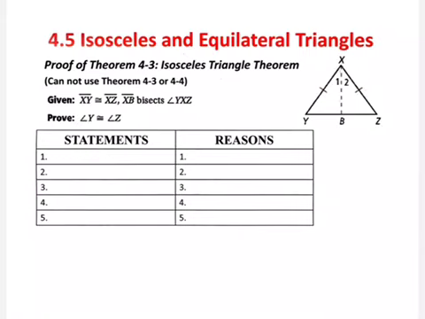So here we are given that XY is congruent to XZ and XB bisects angle YXZ. And we're asked to prove that angle Y and angle Z are congruent, but we're not allowed to use Theorem 4.3 or 4.4 because that's what we're trying to prove. We're trying to prove the isosceles triangle theorems. So to start this proof, we'll start off by restating our given.